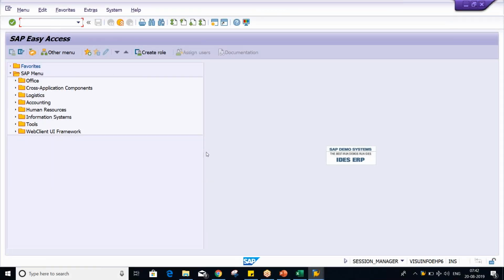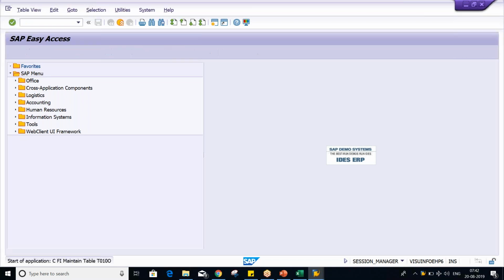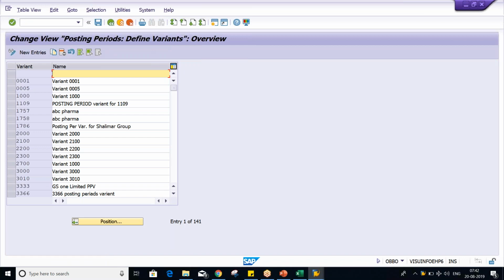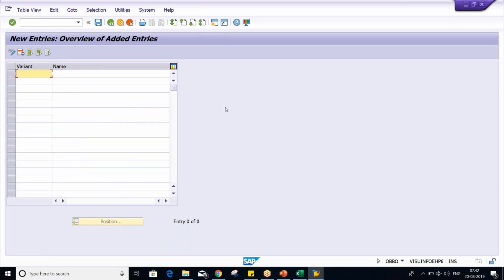Okay, so here, how to define posting period variant, guys? To define the posting period variant, use transaction code OBBO. Okay, this is the transaction code we are using. In the configuration document, I'll be giving the path and everything will be there, don't worry. So now click on new entry, and as I said, posting period variant, I'm going to give TM02 itself.